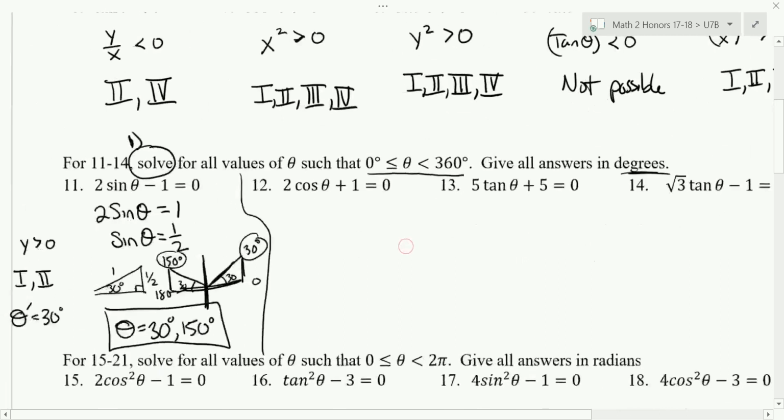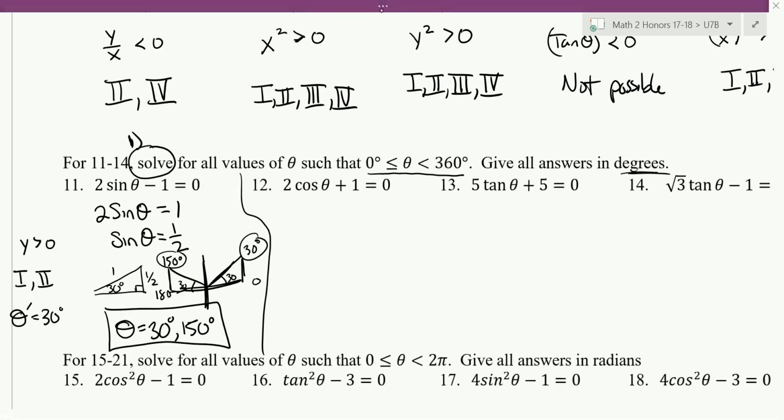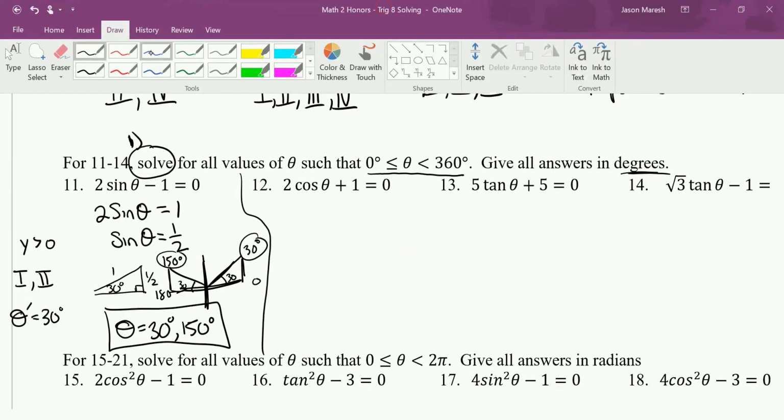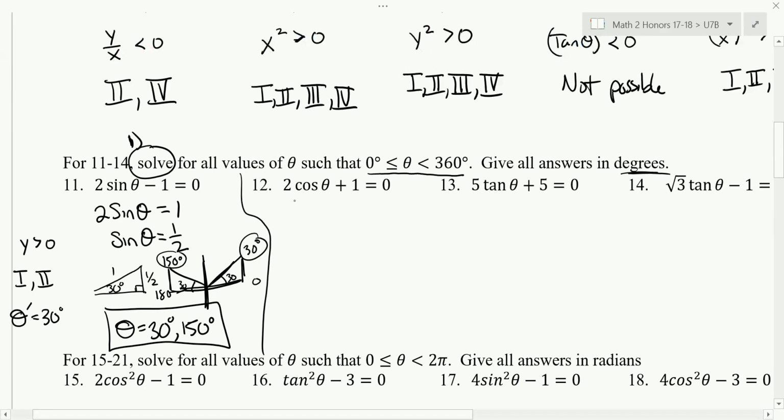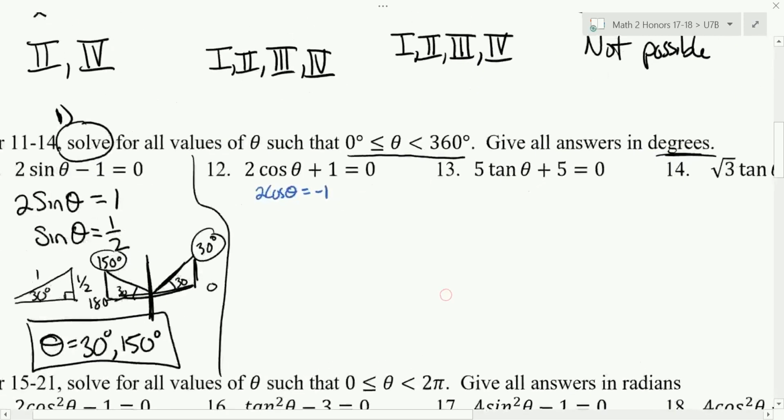For number 12, we solve for cosine. By subtracting 1, you get 2 cosine theta is -1. And then divide by 2 and you get the cosine of theta is -1/2. And we ask ourselves those 2 questions again.